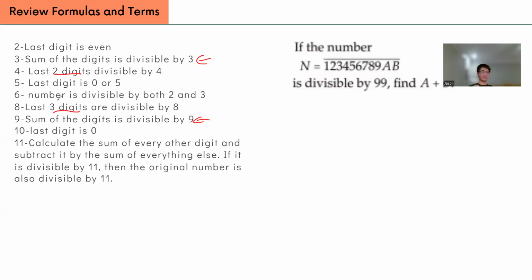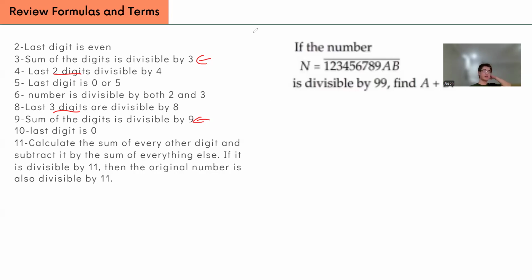For 6, or any composite number, you just check to see if it's divisible by its different prime factors. So for 6, you check if it's divisible by 2 and 3. For 15, you check to see if it's divisible by 3 and 5. As we'll see over here, for 99, you check to see if it's divisible by 9 and 11. Which one haven't I done?